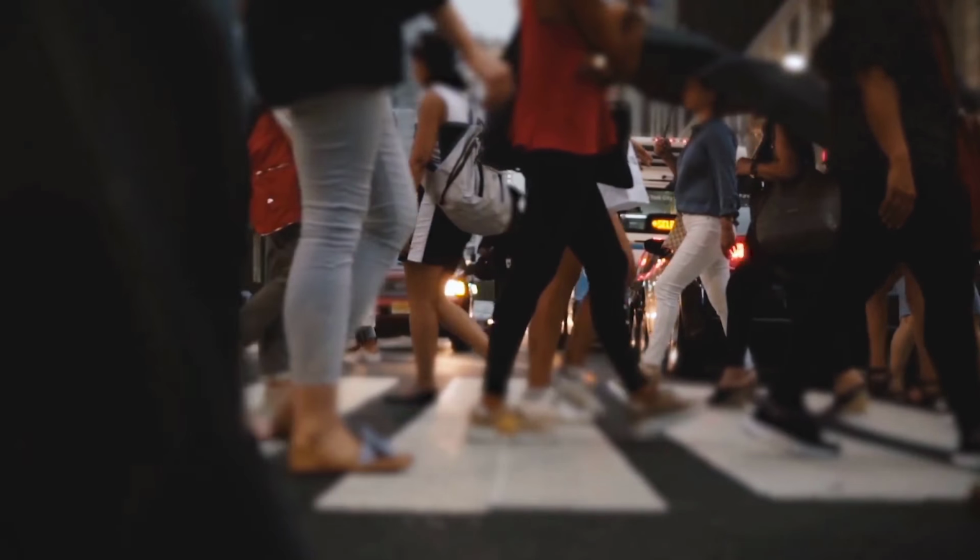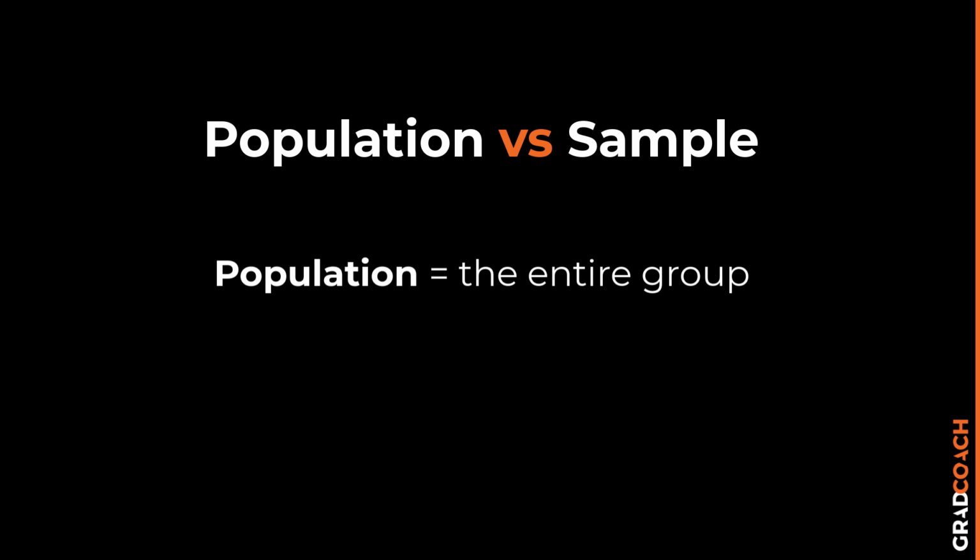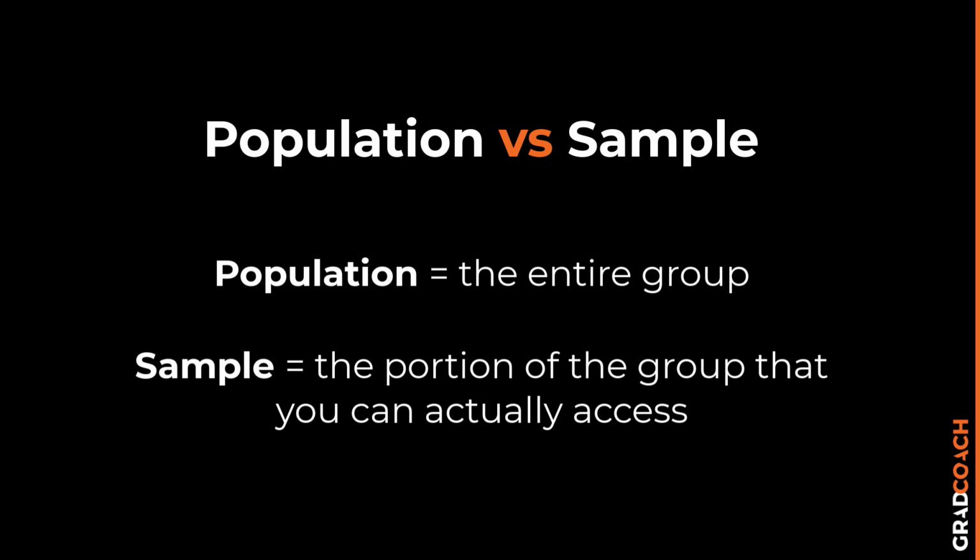However, it's extremely unlikely that you're going to be able to interview or survey every single Tesla owner in the US. Realistically, you'll only get access to a few hundred or maybe a few thousand owners using an online survey. This smaller group of accessible people whose data you actually collect is called your sample. So, to recap, the population is the entire group of people you're interested in, and the sample is the subset of that population that you can actually get access to.